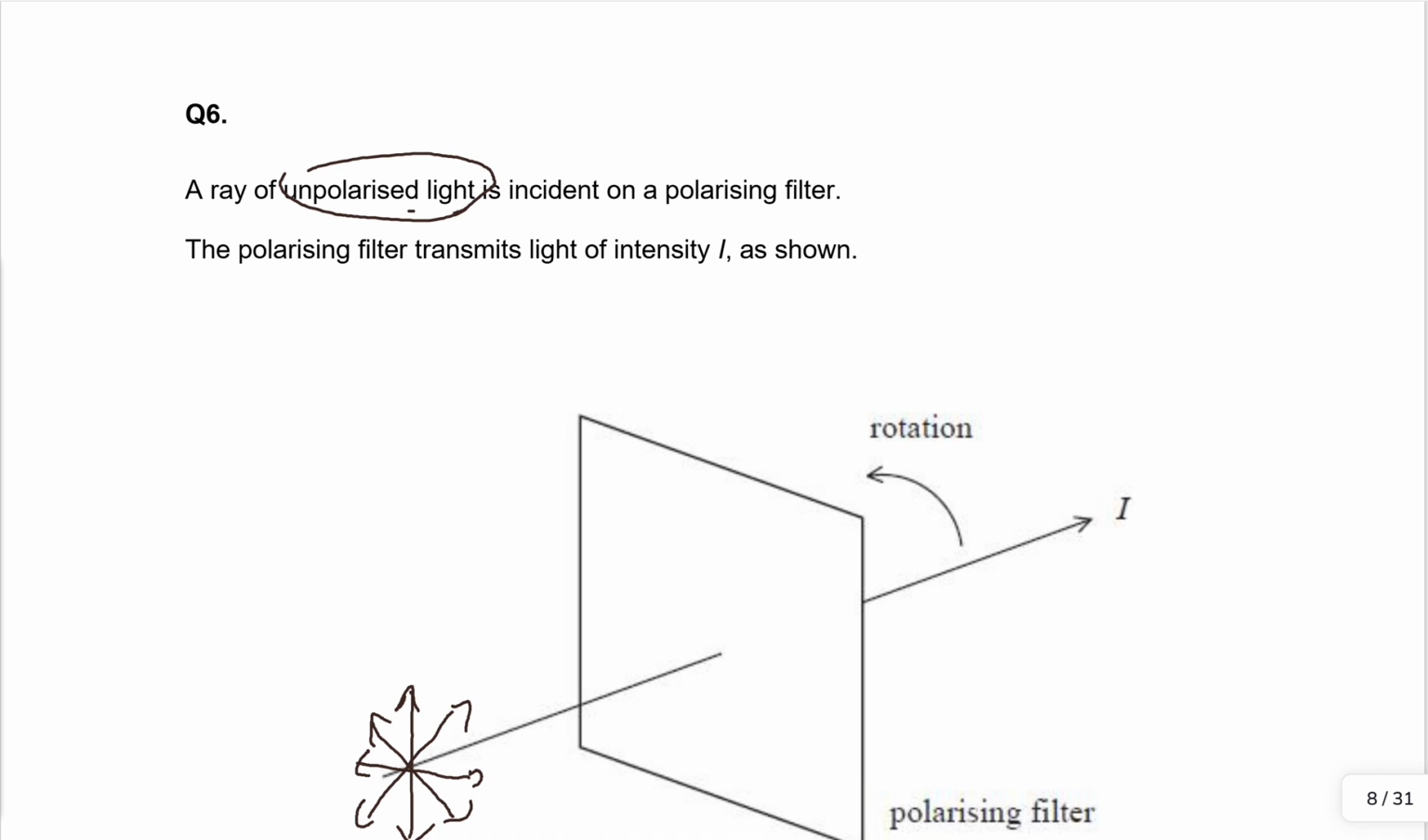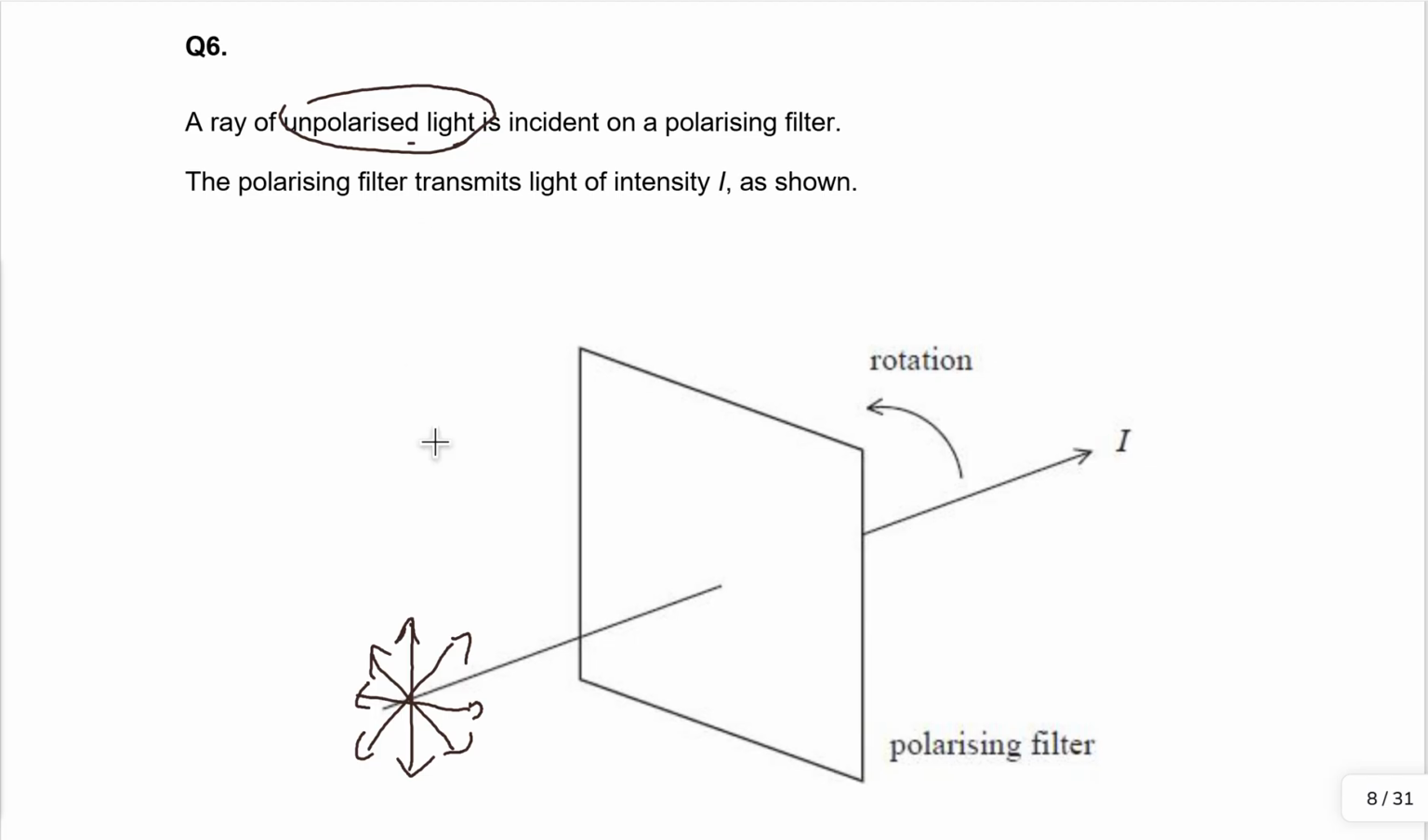Question 6. We have unpolarized light coming in. So I have drawn some oscillations representing unpolarized light. Obviously there are oscillations in planes in between those arrows as well, as it's unpolarized.